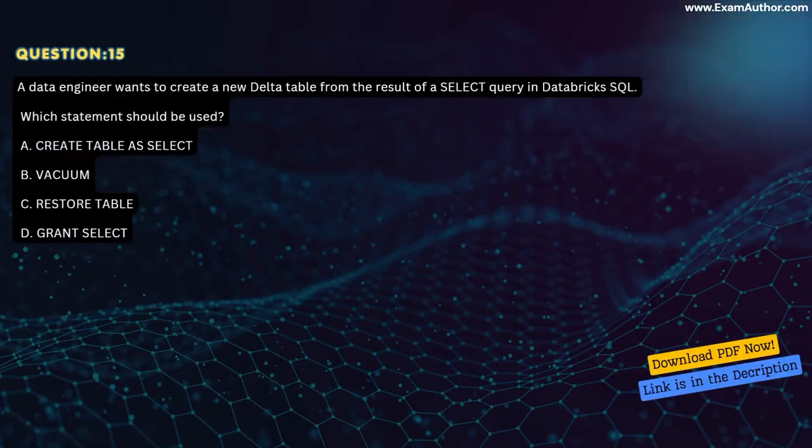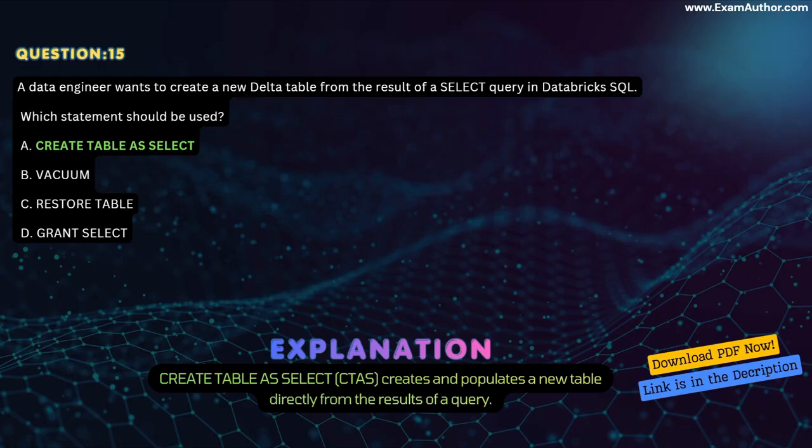Question 15. A data engineer wants to create a new Delta table from the result of a select query in Databricks SQL. Which statement should be used? A. Create table as select. B. Vacuum. C. Restore table. D. Grant select. Correct answer: A. Create table as select. Explanation: create table as select (CTAS) creates and populates a new table directly from the results of a query.